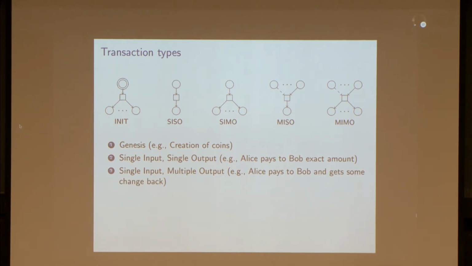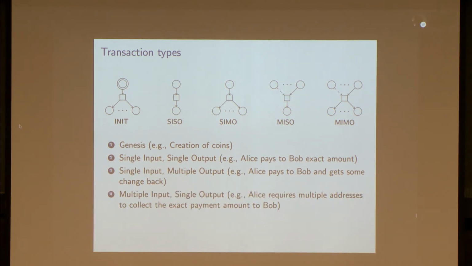We also have single input and multiple output transactions, where Alice can pay to Bob, but maybe Alice has more coins than the amount needed. We also have multiple input and single output, and this in practice may represent, for example, that Alice might require to put together several addresses to collect enough coins to pay to Bob. And finally, we also can model multiple input and multiple output transactions, which are similar to the previous case, but Alice not only pays to Bob, but also may receive some money back from the payment itself as the change address.